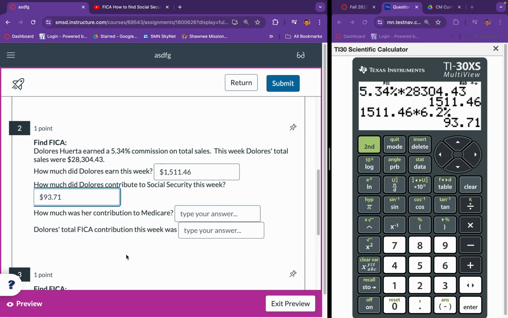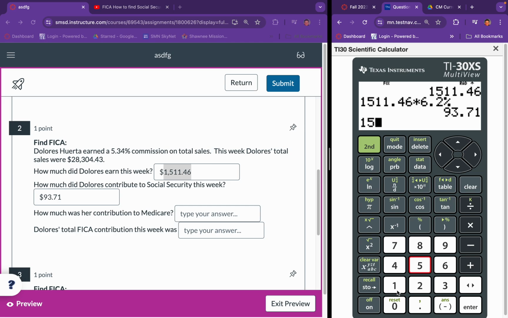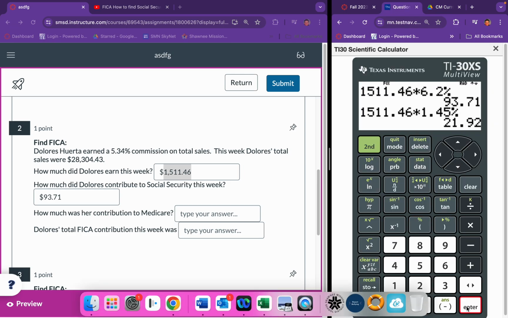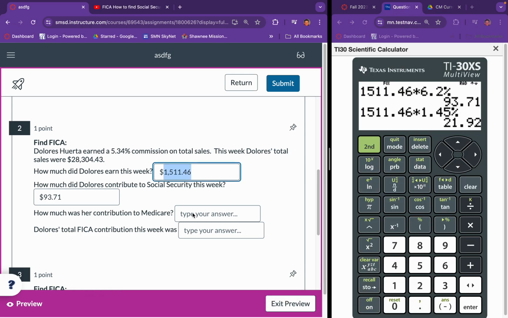Okay? Now, to figure out Medicare, we're going to return to how much money she earned. So again, we're going to type in $1,511.46. But this time we're going to multiply it by the Medicare number. And the Medicare number is 1.45%. And again, if you don't have that number memorized, which is absolutely fine because you can always use your notes, it's 1.45%. So we're going to multiply that, and we're going to find out that her employer took $21.92 out of her paycheck and gave it to Medicare.